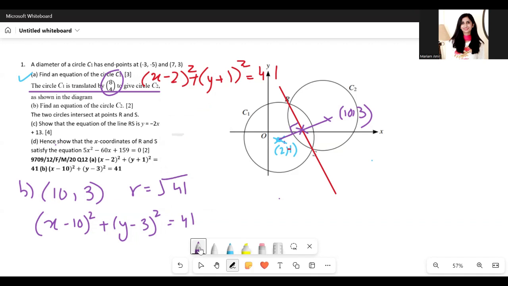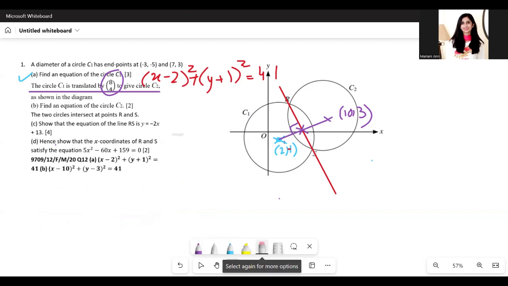So what we're going to do now is find the midpoint of (10, -1) and (10, 3), and then find the gradient between these two points, between the two centers of the circle, and then take the negative reciprocal of that to get the gradient of the red line. And that is how we will form an equation of that red line, and it should come out to be negative 2x plus 13. Let's see.